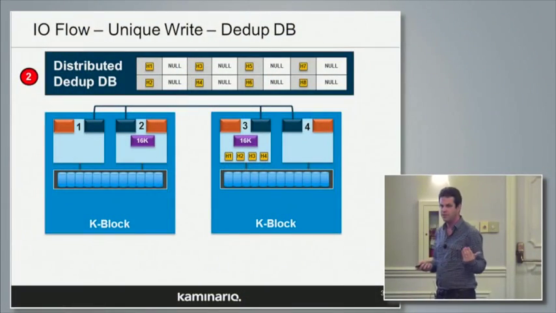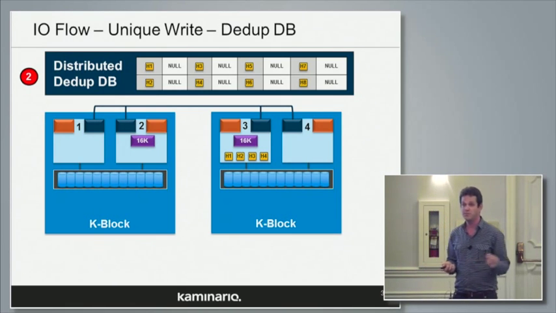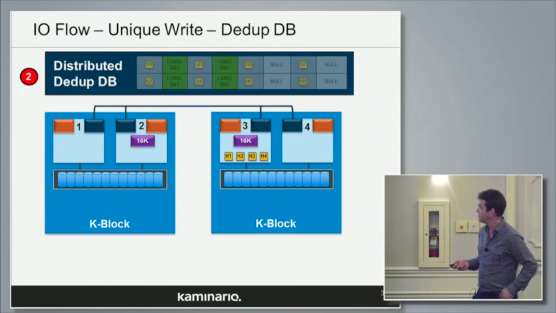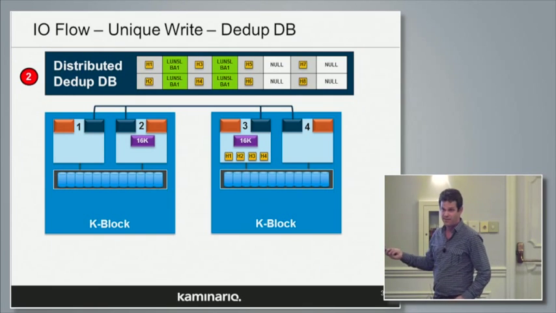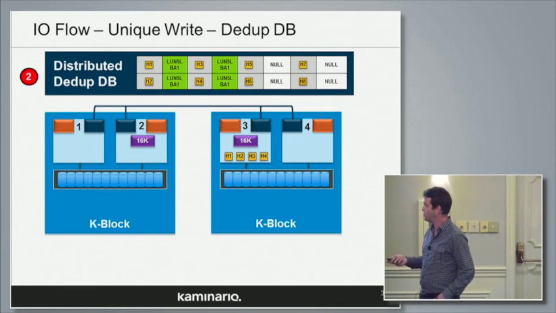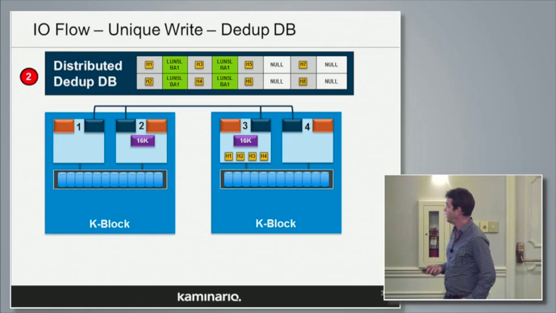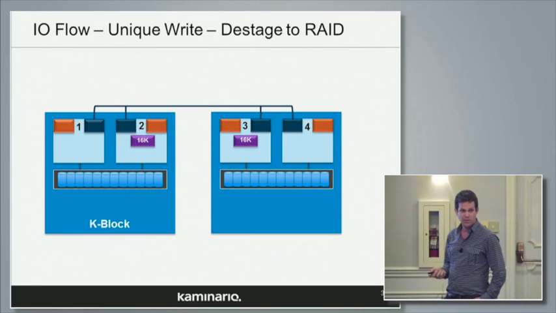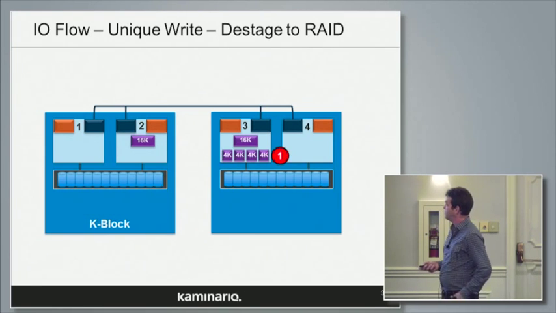In this case, we are doing a lookup, and we see that the 16K is unique. None of the 4K blocks within the 16K reside anywhere in the cluster. So we are updating the distributed dedupe database, and we need to protect the data on the RAID.